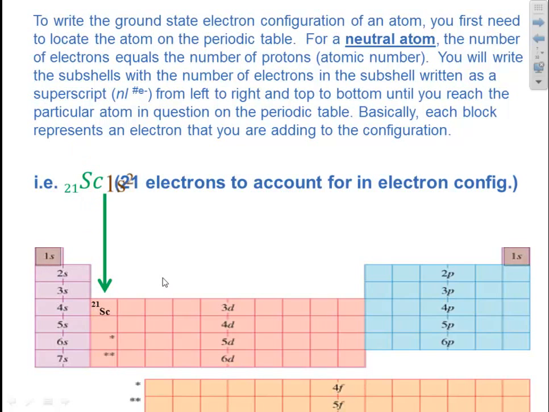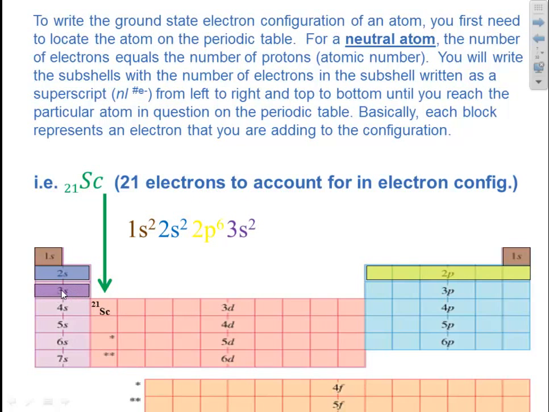So, first we got 1s2. I'm going to go through 1s1, 1s2, so that's complete. Then we go through 2s1, 2s2, that's complete. We're going to go through 2p1, 2, 3, 4, 5, 6. So 2p6 is complete. We'll go through 3s1, 3s2. That's complete. We'll go through 3p1, 2, 3, 4, 5, 6. That's complete. We'll go through 4s1, 2. That's complete. Then we move into the Ds.